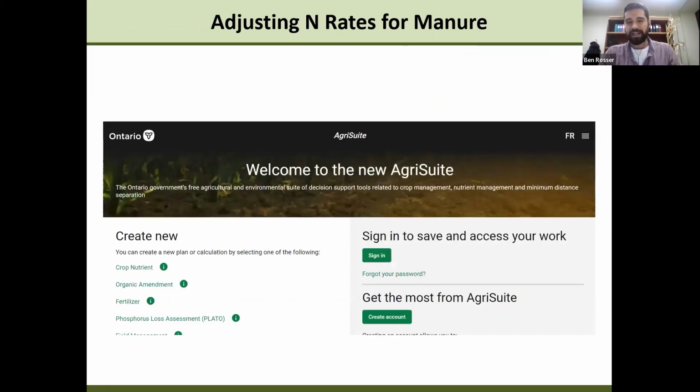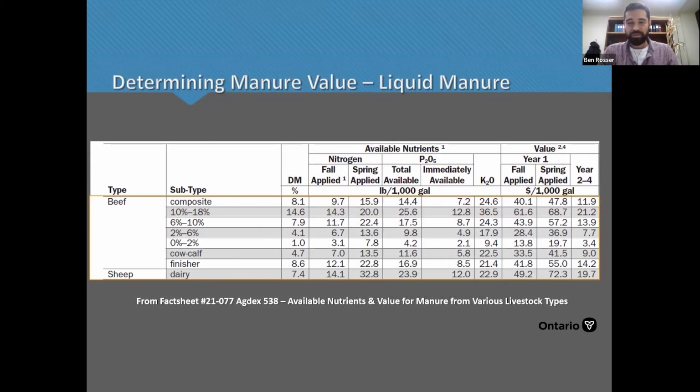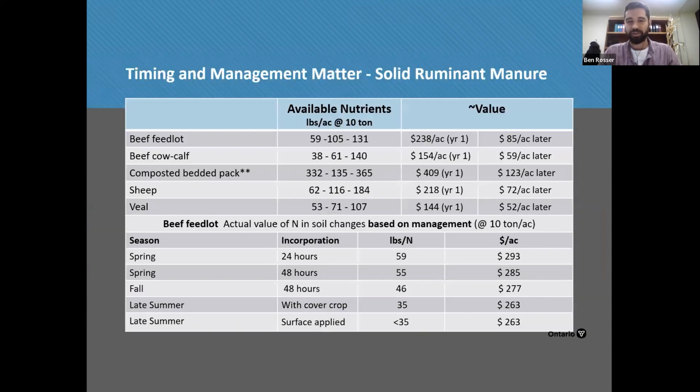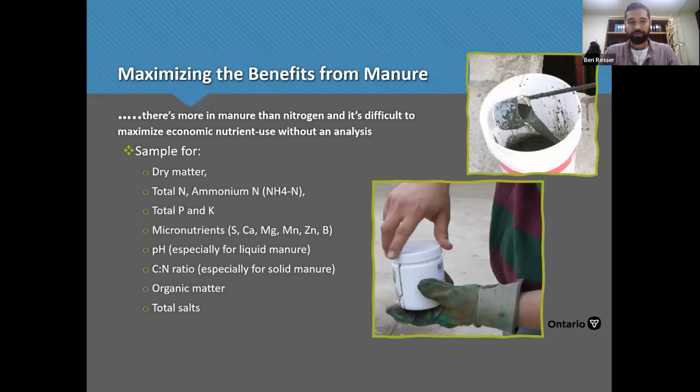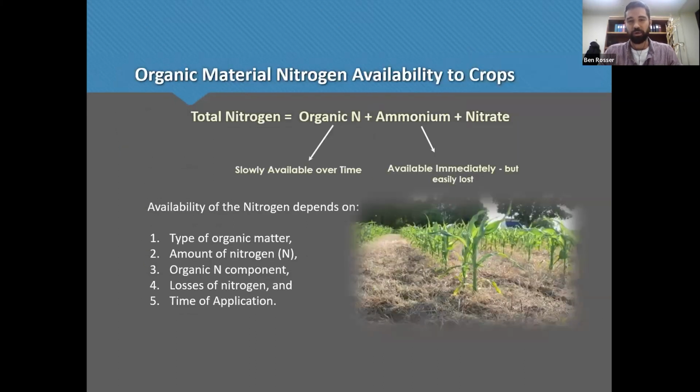Just to wrap things up, I talked about AgriSuite before. This is the tool you can go to and get an idea of manure credits. There are textbook values for manure based on samples that have been submitted to labs, but you can also enter your own. Ideally, I think the best thing would be to sample your own manure for fertility values, as well as pH and carbon to nitrogen ratios, which can impact management of those manures as well.